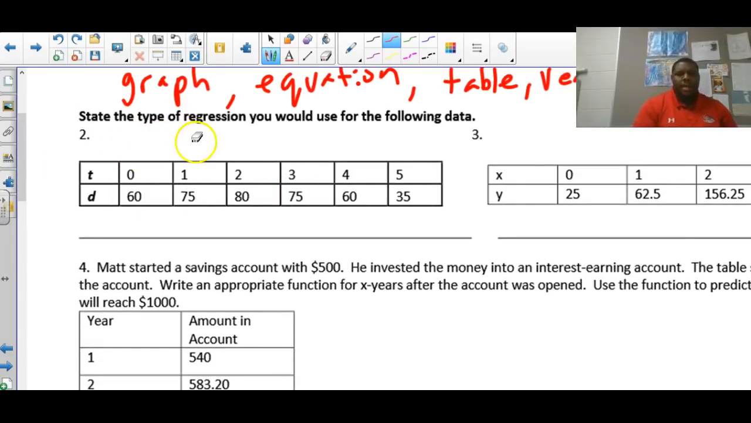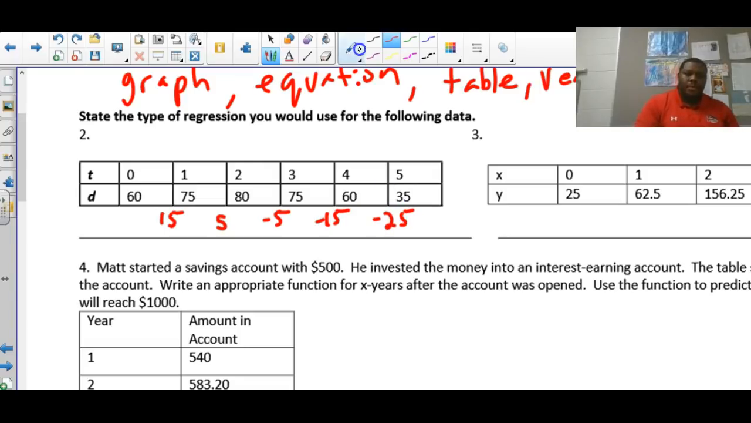Number 2 says state the type of regression you should use for the following. Take these first 2 y values and subtract 75 minus 60. That'll give you 15. And 80 minus 75 is 5. 75 minus 80 is negative 5. 60 minus 75 is negative 15. And 35 minus 60 is negative 25.